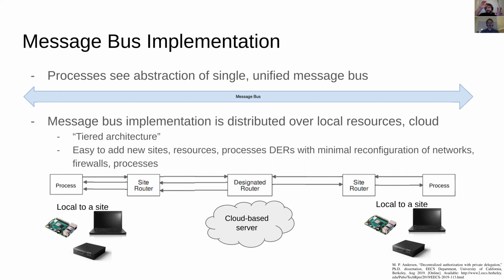Then you've got a designated router or another process in the cloud, which handles routing messages between all of these different sites. What this means is that it's pretty easy to stand up a new site, install a new machine, which can run on a Raspberry Pi, a small commodity server, or a laptop, and attach new resources with relatively little reconfiguration of existing networks, firewalls, and other processes.